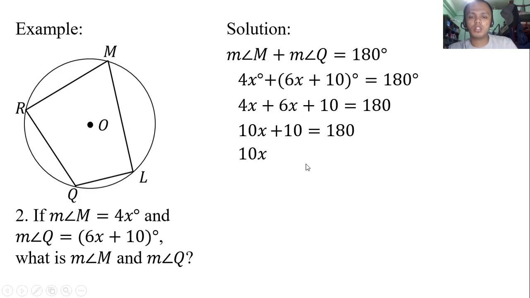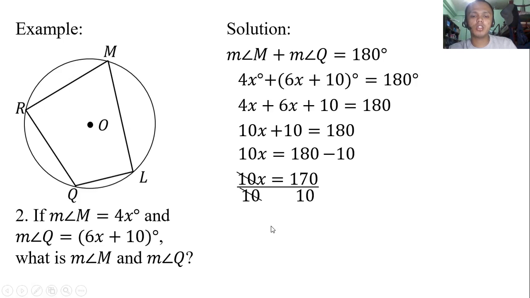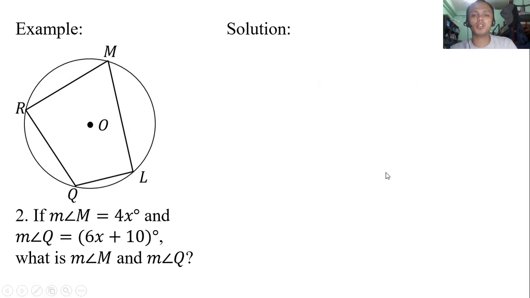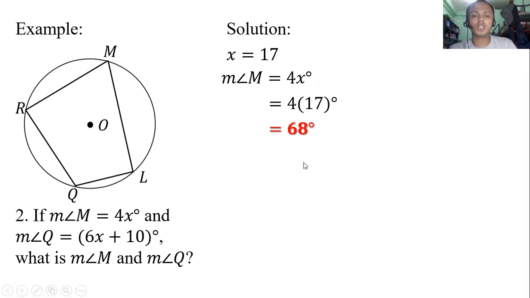No? Then we have 180 minus 10 is 170. No? Then divide both sides by 10. Cancel this out. Your x is equal to 170 divided by 10 is 17. Now, balikan na natin yung mga angle measures nito ng M at saka ng Q. If your x is 17, then your measure of angle M is equal to 4x. Substitute it to 17. 4 times 17, that would be equal to 68.